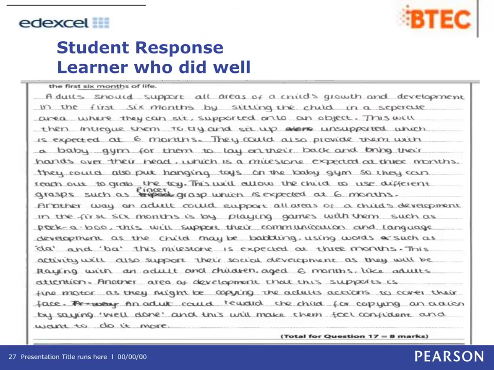This is an example of a learner who did well on question 17 and has been awarded marks within the Level 2 band. The learner has identified a range of areas of development and growth and has described these in some detail. The points made are relevant and age-appropriate. However, the learner has not identified how physical growth would be promoted, which would place this response to mark band Level 3.